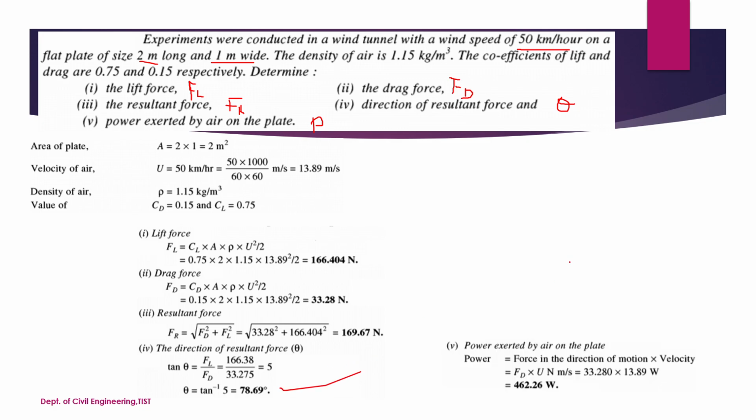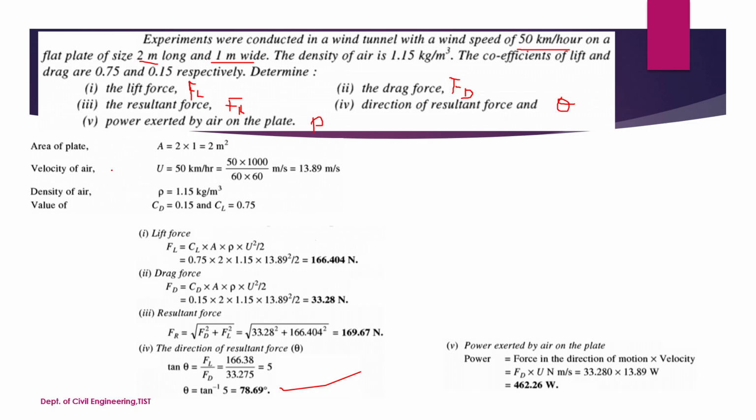Then power is equal to force in the direction of motion into velocity. Force in the direction of motion is nothing but your drag force. Drag force is always in the direction of motion. So you can refer to the previous videos for that. So Fd into U, you will be getting the power in watts, if you substitute the values in Newton and meter per second. So this is how you do a sample problem.